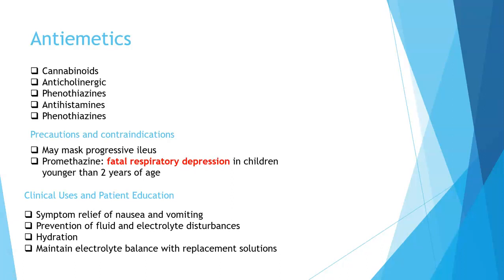Okay, we're going to move on to antiemetics. There's different classes of antiemetics. You'll read them there. Some of the precautions or contraindications is they may mask an ileus. Promethazine can cause fatal respiratory depression in children younger than 2 years of age.